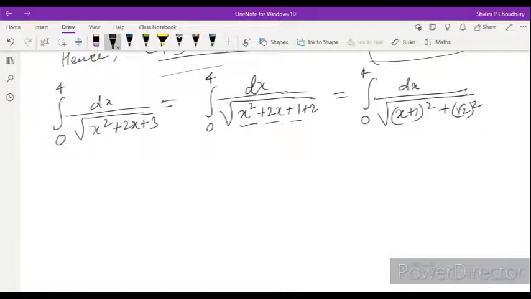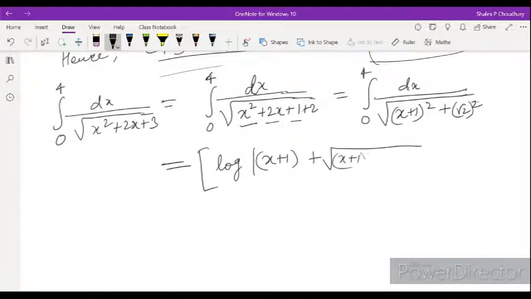And plus 2 we can write as square root of 2 whole square. Now it has become in the form of 1 upon square root of x square plus a square. So what was the formula for this? There was some formula with log. Yes, we had to write in terms of log. So we'll write here log of x plus 1 plus square root of x plus 1 whole square plus square root of 2 whole square, and limits 0 to 4.